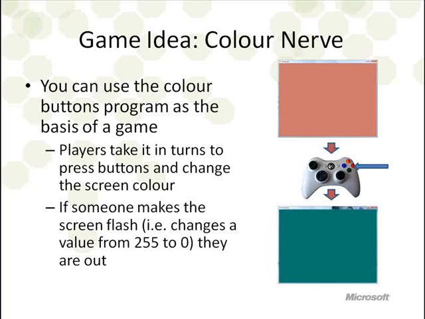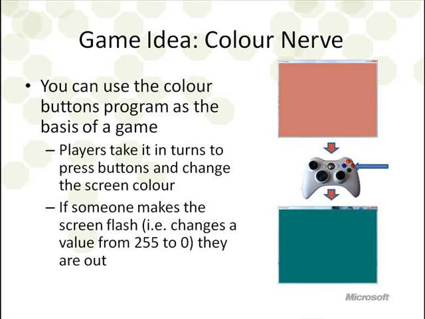In the case of Color Nerve, players take it in turns to press buttons and change the color. And if someone makes the screen flash, they're out. The nerve thing here is that you make the screen as bright as you dare, and then pass the gamepad to the next person. They have to make it brighter still until at some point somebody will press the red button too long, as you can see here, and the red color goes away completely, and the screen goes green or whatever as that color wraps around and goes back to naught again.